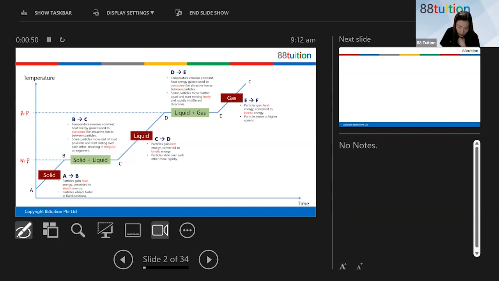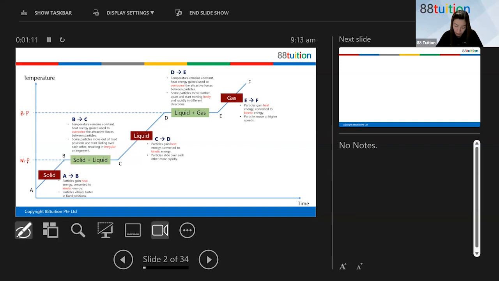This is known as melting. During the melting process, part of the solid will start to convert to liquid state and temperature remains constant. A common question will be, why is it that temperature remains constant? So this is where we have our answer. Just to quickly tell the new students what we have here.